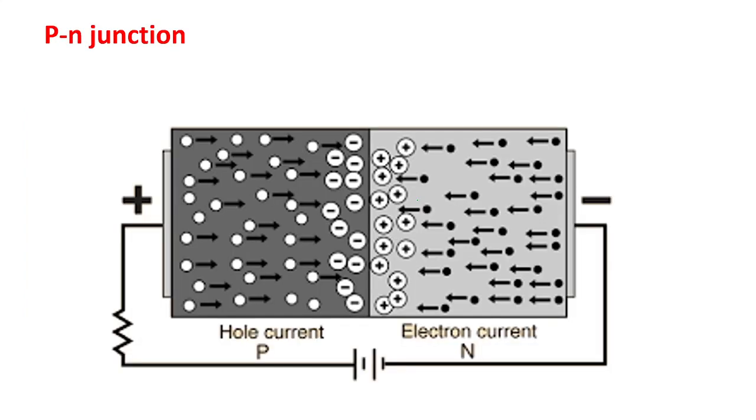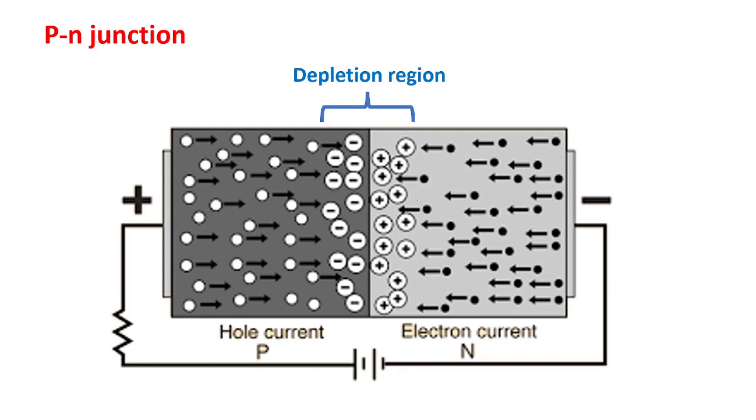Okay, so now we come toward the P and N junctions. We will quickly complete this topic, P and N junction and its characteristics, and then go to another numerical. P and N junction means we have to make a single crystal of these two elements, P type material and N type material, so that we can use this single crystal for the flow of electrons and holes.